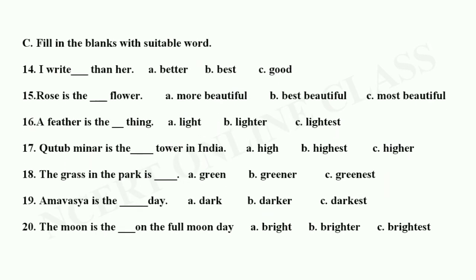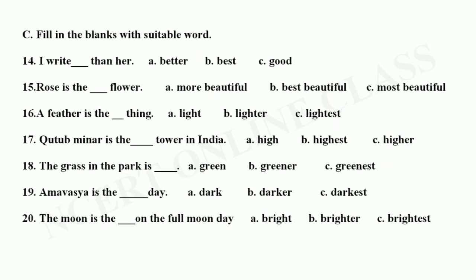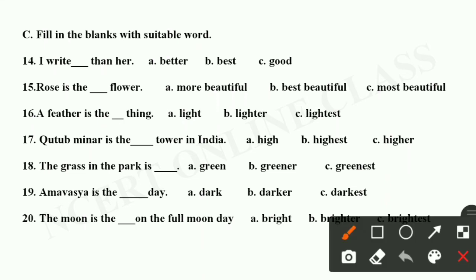Question C here. Fill in the blanks with a suitable word. But here we also write the correct answer in the proper space. Question number 14. I write dash than her. You can write very easily. This is a very good question for your second periodic test. I write better than her. Here it is not best or as good. So better is the correct answer.